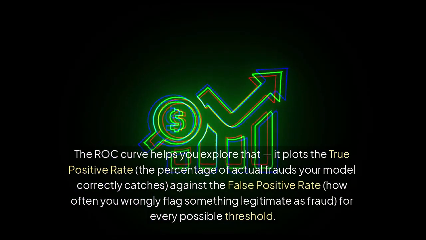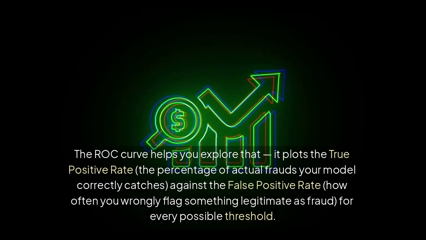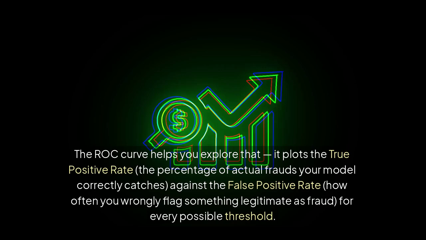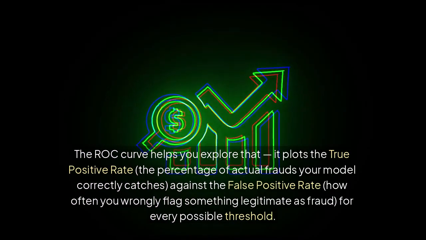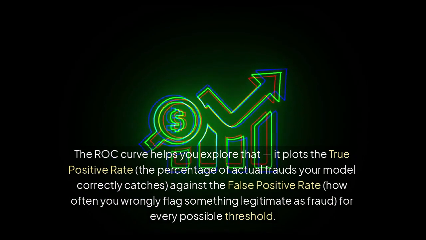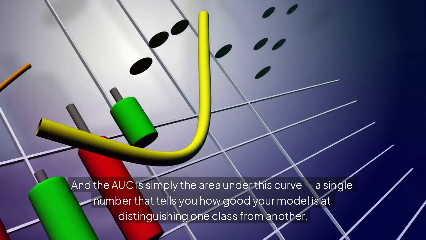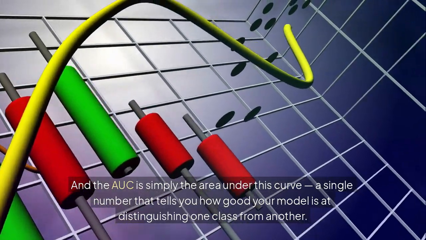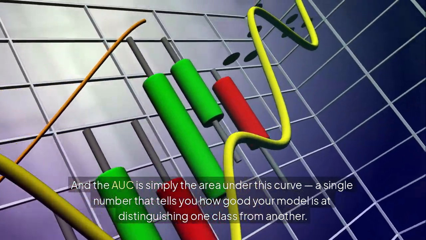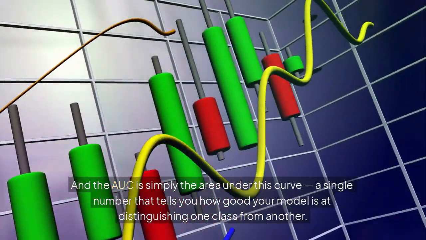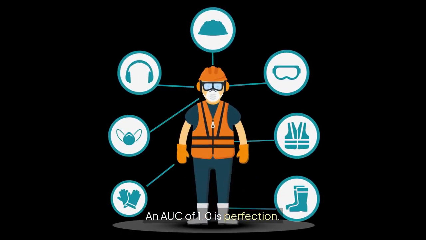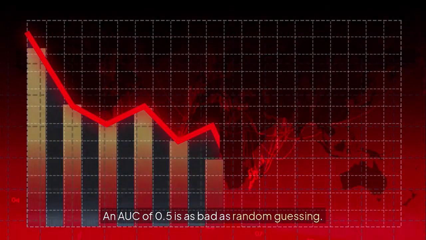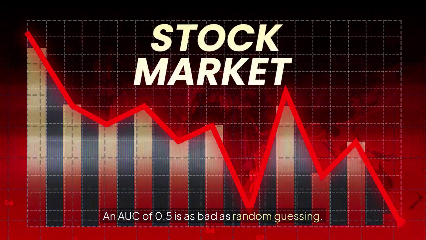It plots the true positive rate, the percentage of actual frauds your model correctly catches, against the false positive rate, how often you wrongly flag something legitimate as fraud, for every possible threshold. And the AUC is simply the area under this curve, a single number that tells you how good your model is at distinguishing one class from another. An AUC of 1.0 is perfection. An AUC of 0.5 is as bad as random guessing.